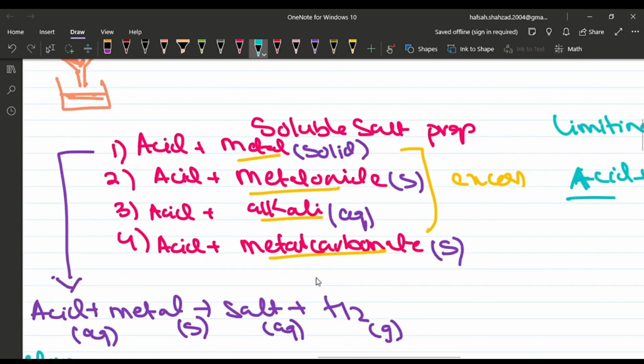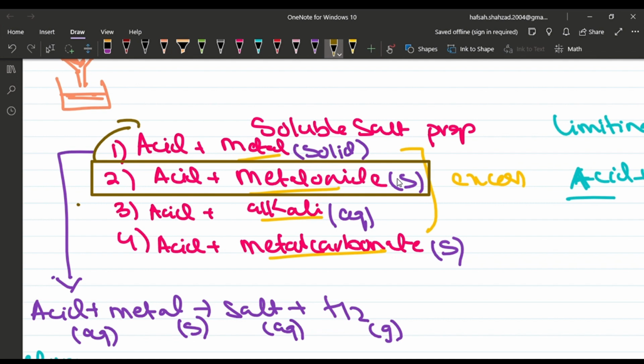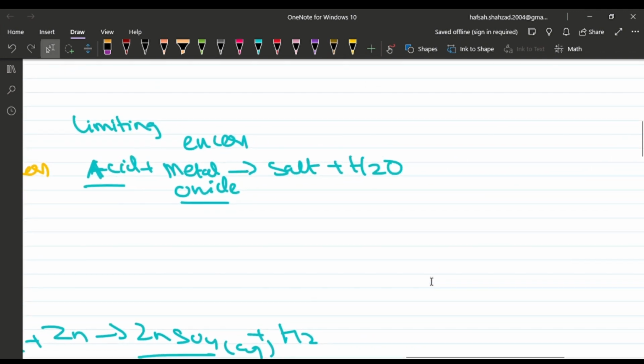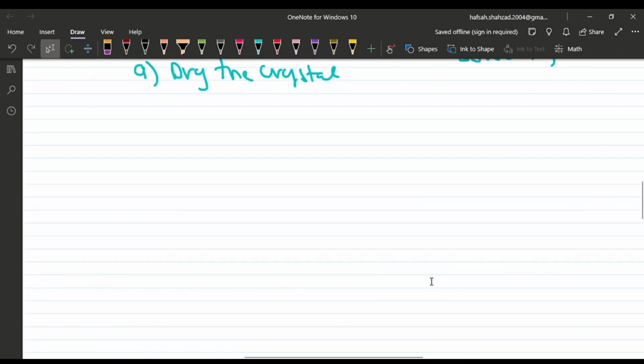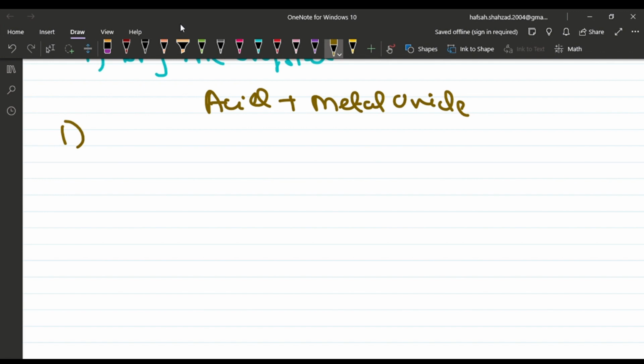So this is an exception again. This reaction requires heat to take place. So when you're reacting the two, I think I should write down the procedure for this. For acid and metal oxide, it's going to take 2 minutes. The first step is you take a known volume of acid.